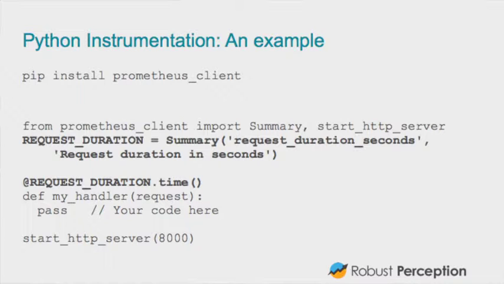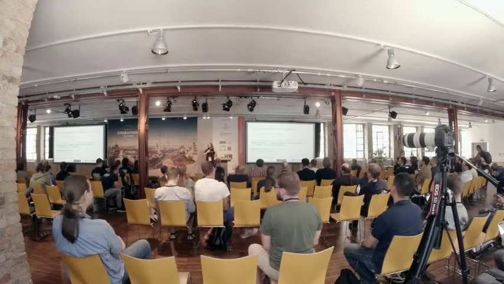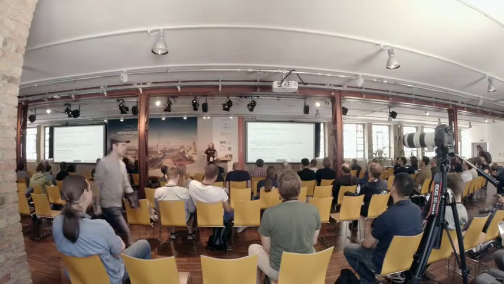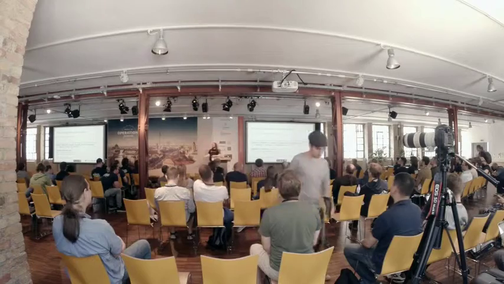Because what this will do is it installs the Python client, does some imports, creates a metric called request duration seconds, which has a help string, because help strings are handy, and it just uses a decorator to time this function. So it's going to track how many times that function is called, and it's going to track how long it takes to run. And then we just pass it out over HTTP when asked for. Nice and simple.